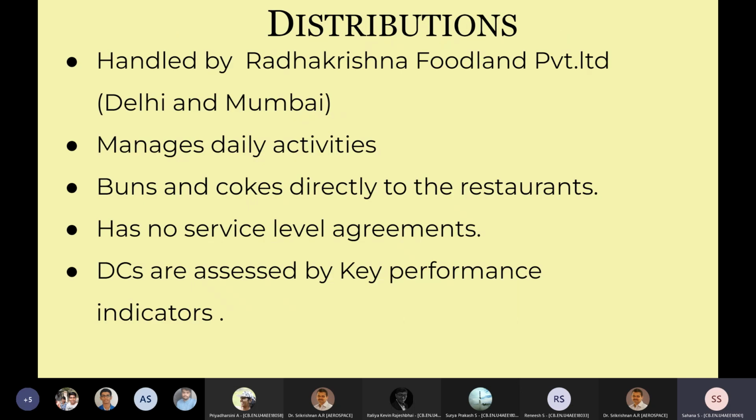And then when it comes to distribution, the entire distribution of McDonald's products in India is handled by Radhakrishna Foodland Private Limited. So this Foodland provides customized distribution and logistics such as storage, handling, and distribution solutions to various clients. Its main centers are located at Mumbai and Delhi. And it also manages the daily activities, which is raising purchase orders to suppliers, invoicing, keeping track of working capital management, timely delivery and payments, etc. And overall, we can say that any item required is directly sourced from R&K. There are only two products, that is buns and cokes, which are directly sent to the restaurants because buns have a limited shelf life.